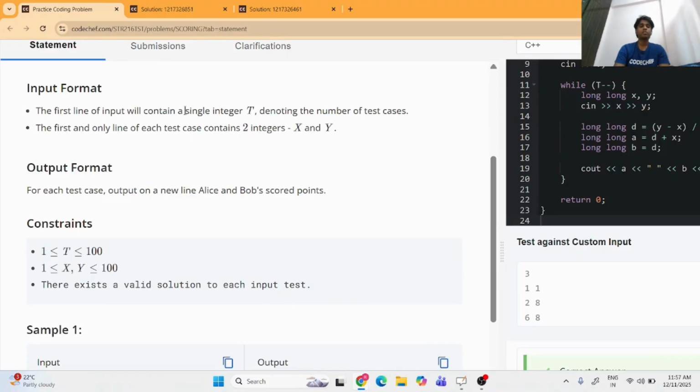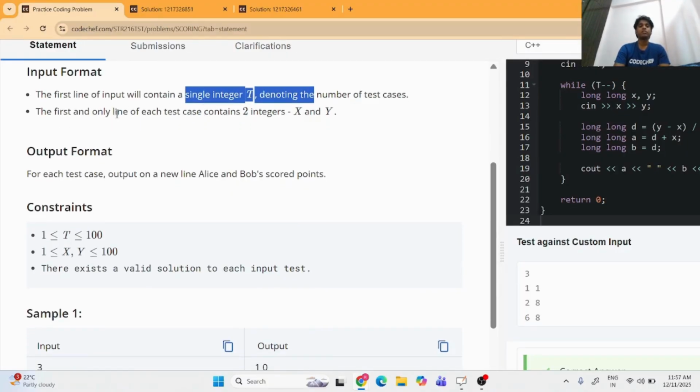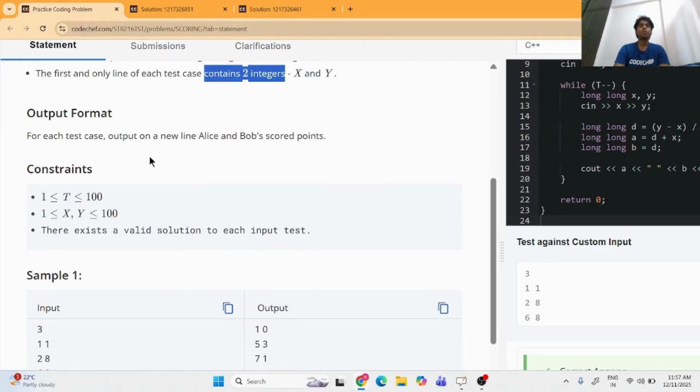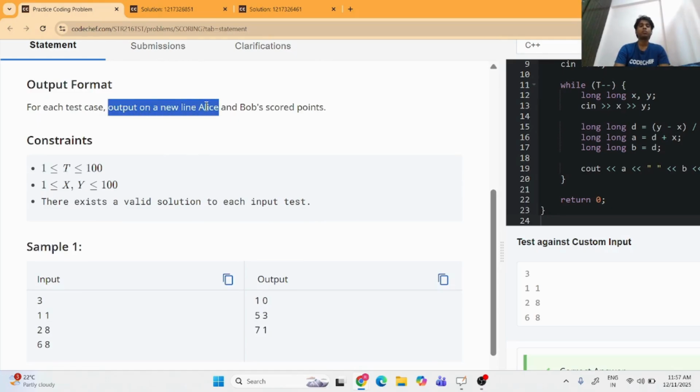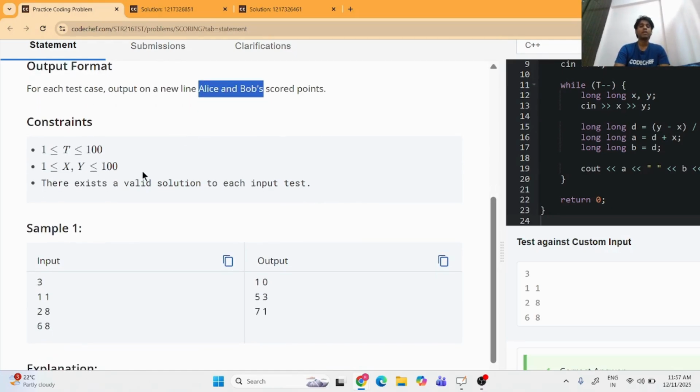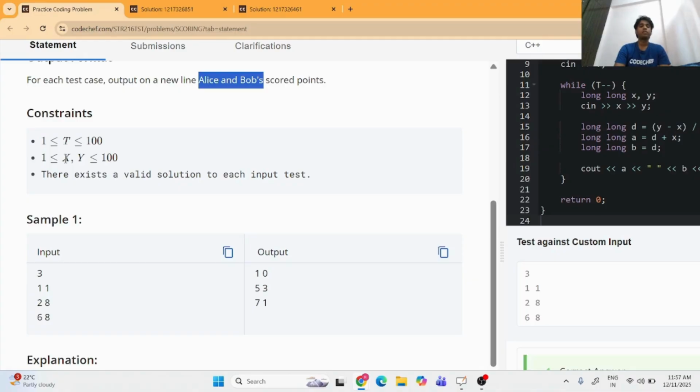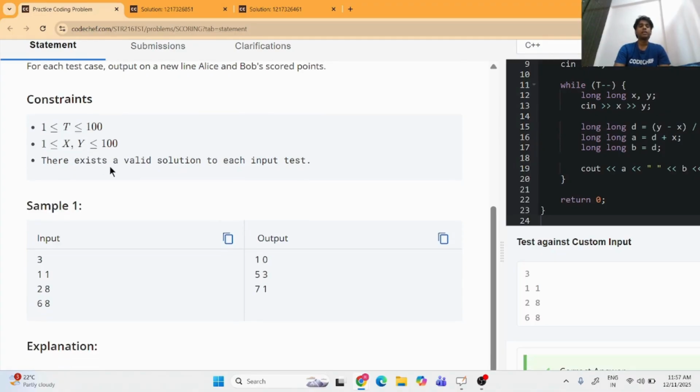Input format: the first line of input will contain a single integer T, denoting the number of test cases. The first and only line of each test case contains two integers X and Y. Output format: for each test case, output on a new line the points Alice and Bob scored. Constraints: T lies from 1 to 100, and X, Y lie from 1 to 100. There exists a valid solution to each input test.